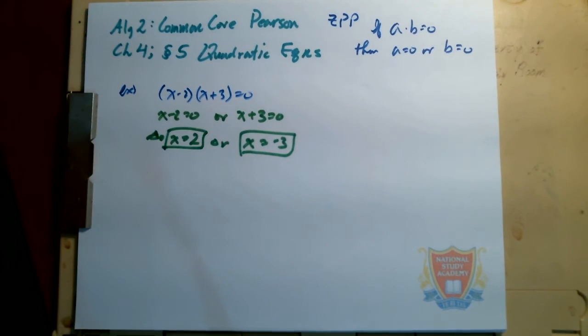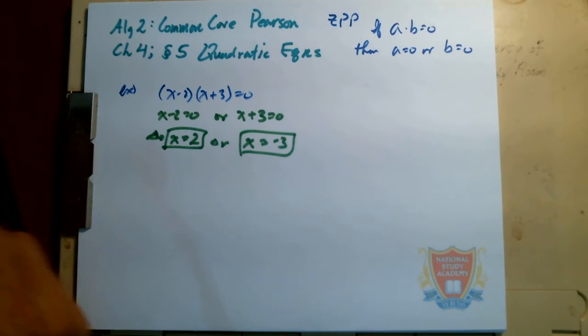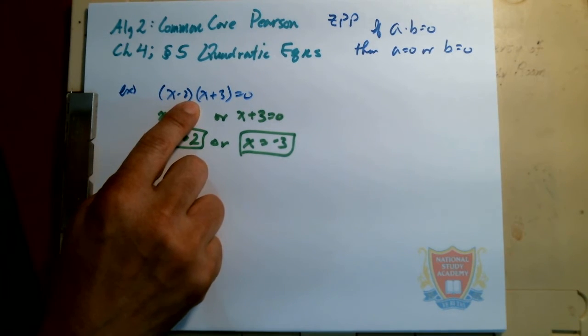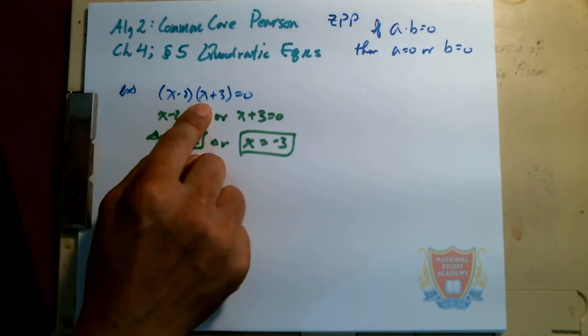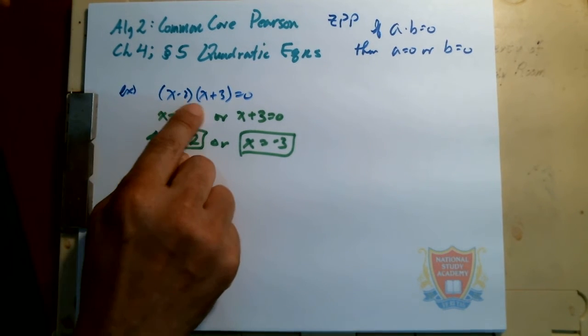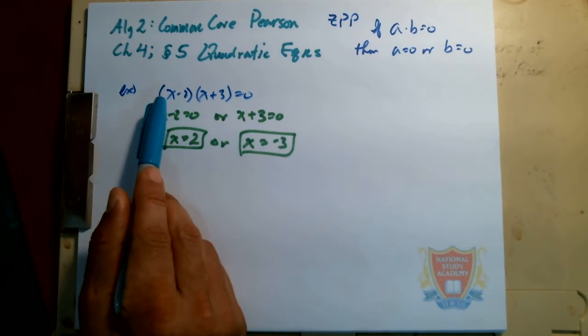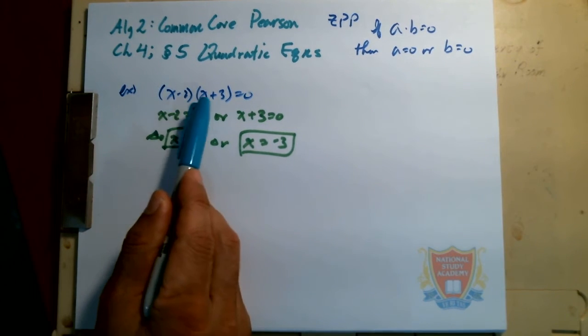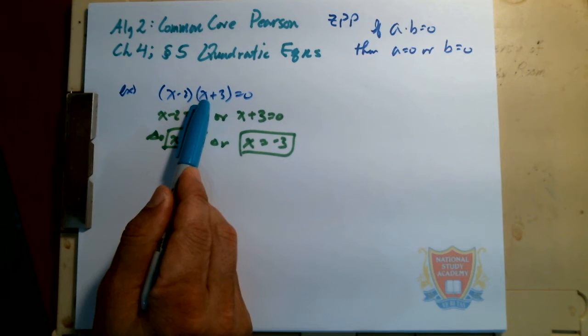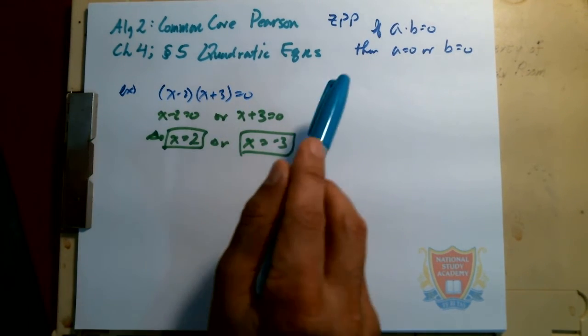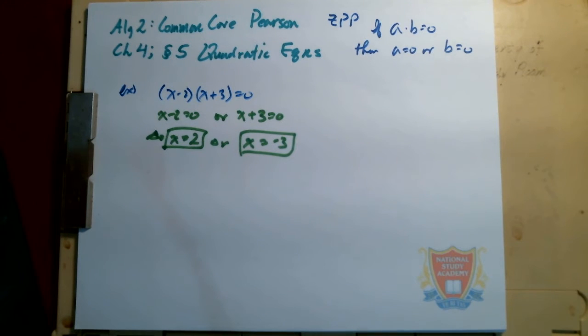Let's see if this makes sense. When we plug in 2 for x, 2 minus 2 is 0, times 2 plus 3 is 5. So 0 times 5 is 0, and anything times 0 is 0. Let's plug in negative 3. Negative 3 minus 2 is negative 5, times negative 3 plus 3 is 0. So anything times 0 is 0. The zero product property holds. Okay, let's try another example.